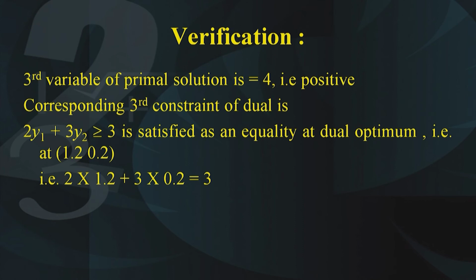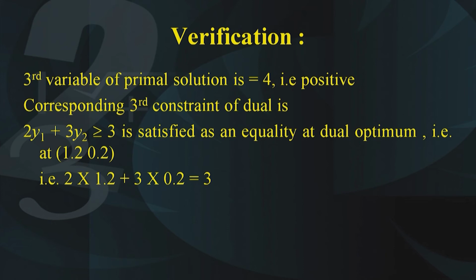Let us verify this condition. Look at the third variable of the primal solution. It is 4, that is, it is strictly greater than 0, and correspondingly the third constraint of the dual is twice y1 plus 3 y2 greater than or equal to 3. Now, according to this condition, this should be satisfied as an equality. So, let us verify it. This is satisfied as an equality at the dual optimum. Now, we will substitute 1.2 comma 0.2 into this inequality. So, what you get? 2 multiplied by 1.2 plus 3 multiplied by 0.2, which comes out to be 3, and that is the right hand side.